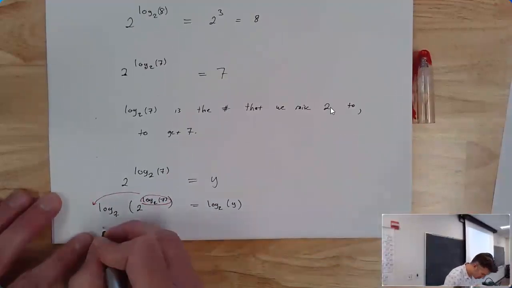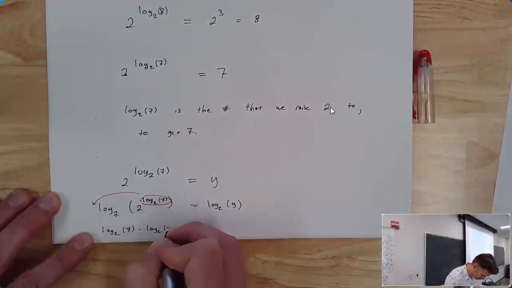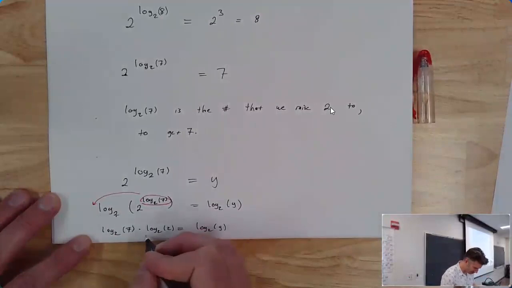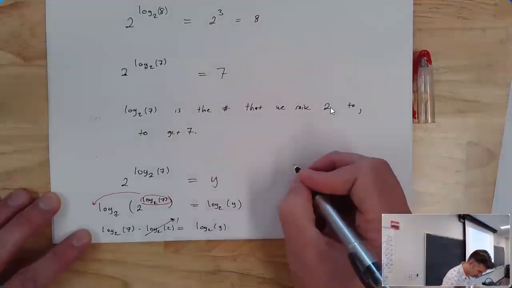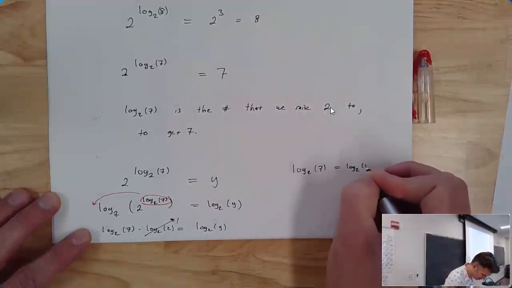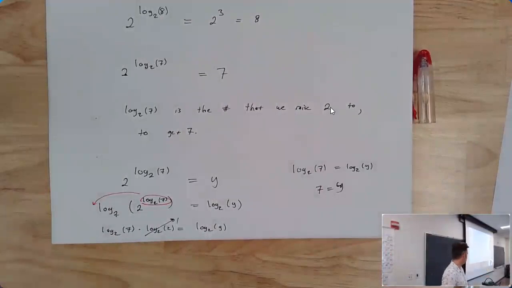So I've got log base 2 of 7 times log base 2 of 2 equals log base 2 of y. And then the log base 2 of 2 is just 1. So I have log base 2 of 7 is log base 2 of y, but that means y has to be 7. That's another way, a longer way to get there. I like what I did before.